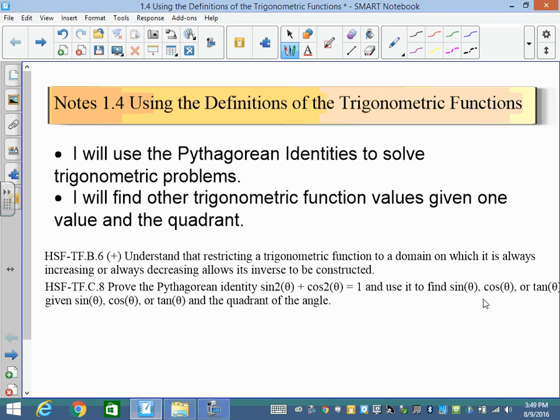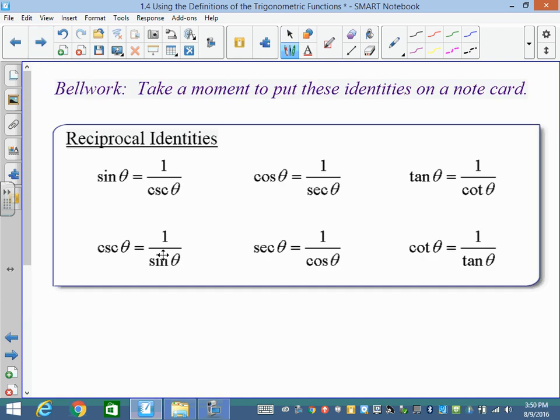Okay, and welcome back to section 1.4, using the definitions of the trig functions. In this lesson, the objective is for you to use the Pythagorean identities to solve trig problems and to find other trig function values given one value and the quadrant in which the angle is. Keep in mind at this point we're using angles on the coordinate plane, and the hypotenuse on these is going to be the radius of a circle. So I want you to take a few minutes here.